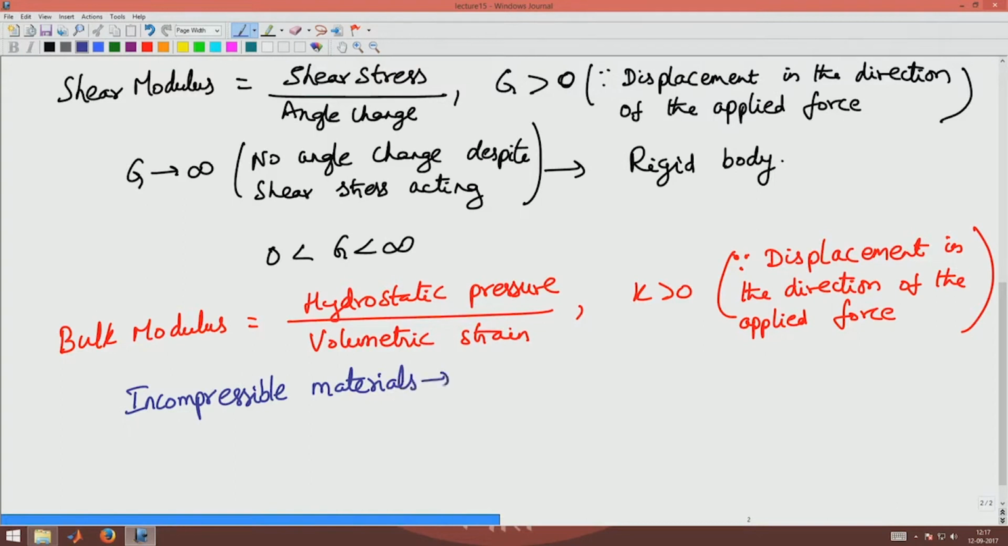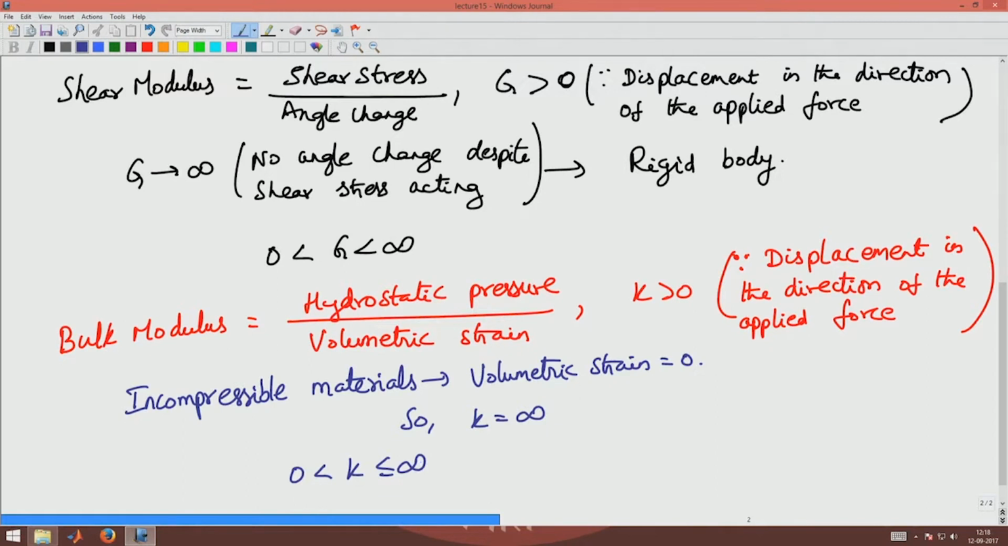Reals, the volumetric strain is equal to 0. Volumetric strain is 0. Okay. So, K can be equal to infinity. Okay. So, the domain for K is 0 less than K less than or equal to infinity. Okay. So, that is the domain for K.